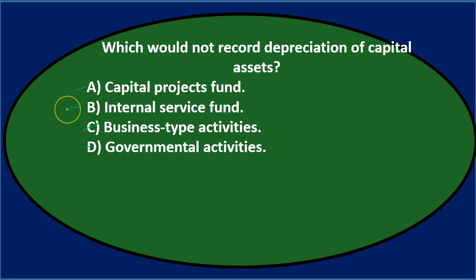I would go between A and B, the two funds, and which one wouldn't be recording depreciation. Of the two, then the question is which uses the modified accrual basis. The ones that are the governmental funds use the modified accrual basis. That's going to be the capital project fund. The internal service fund is kind of a proprietary fund, meaning it gets revenue similar to a for-profit type of entity, therefore uses an accrual basis. Final answer then: which would not record depreciation of capital assets? A, capital project fund.